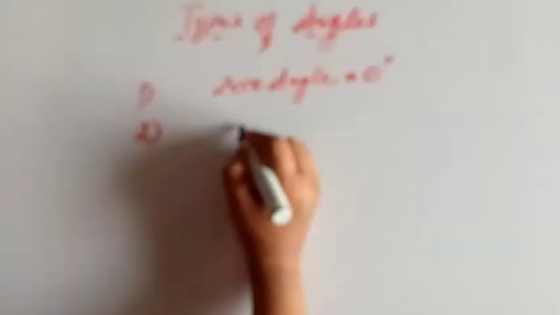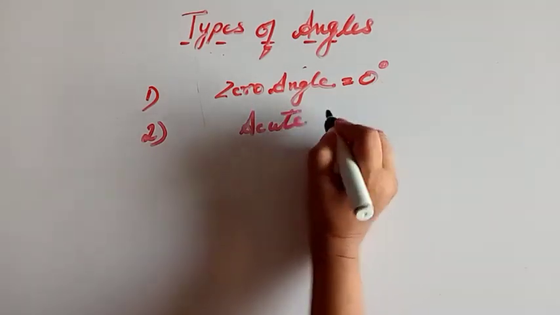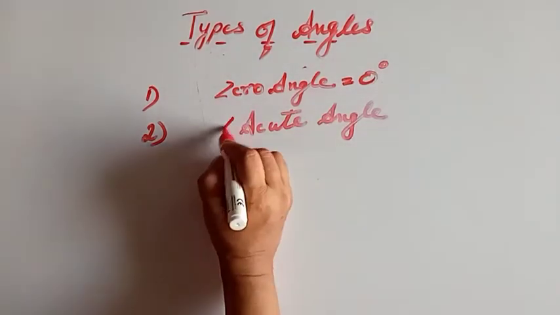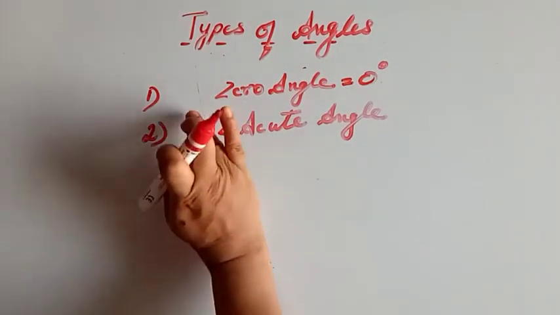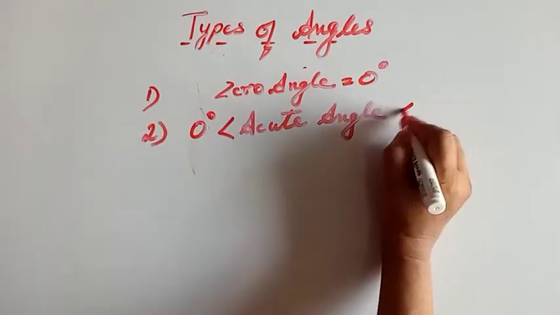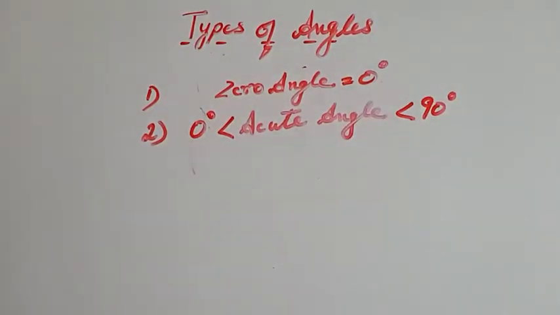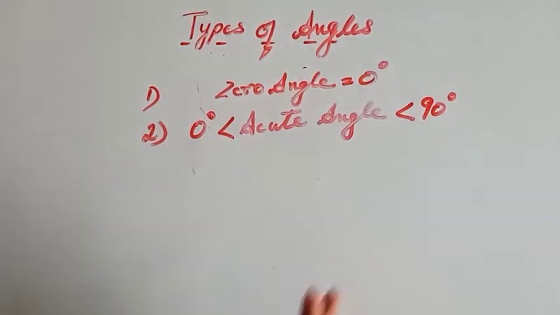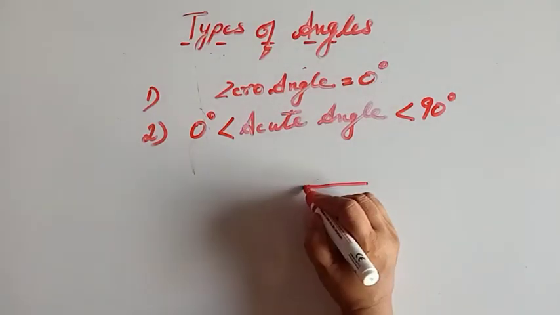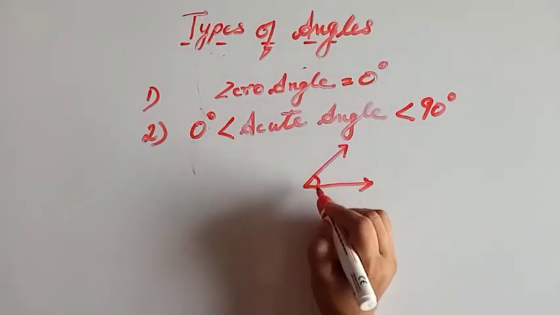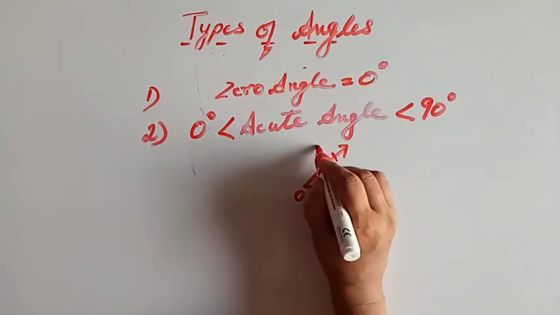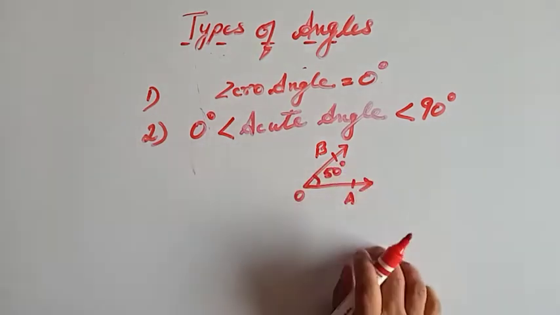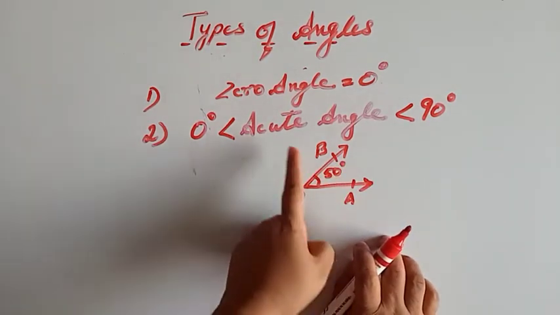Now, second is acute angle. Acute angle is always more than 0 degree but less than 90 degree. We can say that an acute angle is always greater than 0 degree but less than 90 degree. We can draw an acute angle as O, this is A, this is B. Now suppose this angle is 50 degree. So this is an acute angle, because 50 degree is more than 0 degree but less than 90 degree.